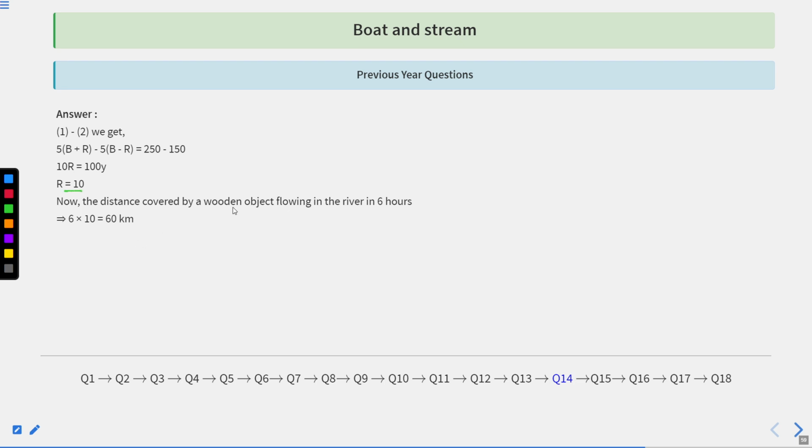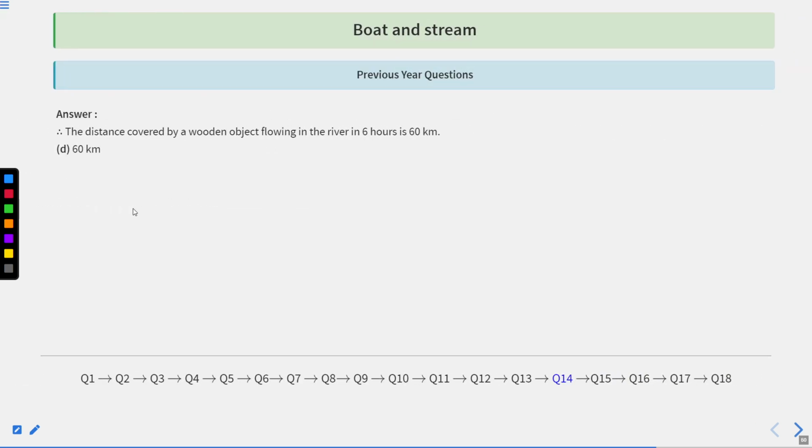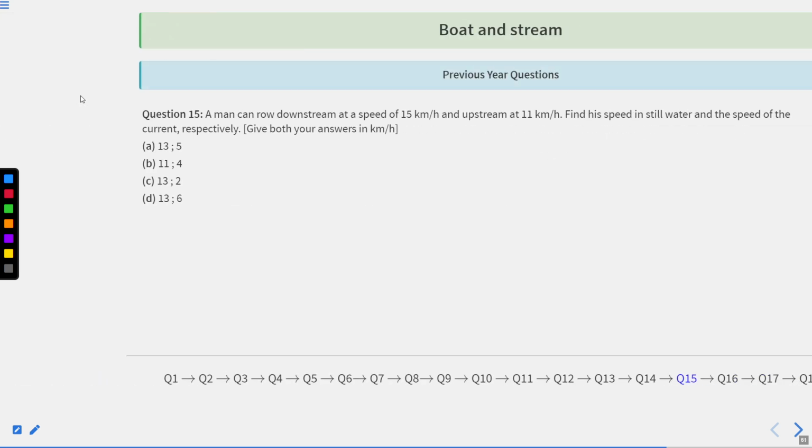And now the distance covered by the wooden object flowing in the river in 6 hours is 6 times 10, equal to 60 kilometers. So the correct answer here is option D, 60 kilometers.